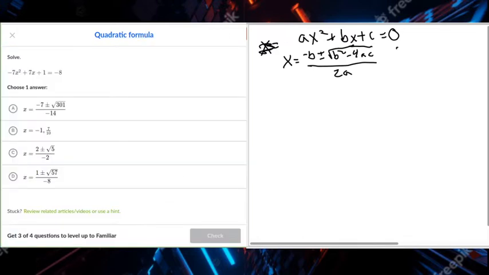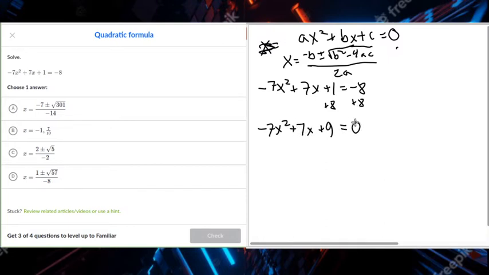Our equation is negative 7x squared plus 7x plus 1 is equal to negative 8. So the first thing I'm going to have to do is add 8 to both sides, so I can get it in this form: negative 7x squared plus 7x plus 9 equals 0. And then we're going to plug it into this formula.